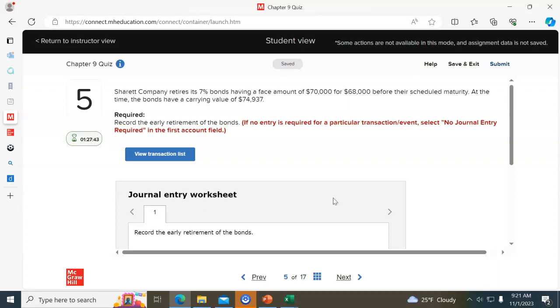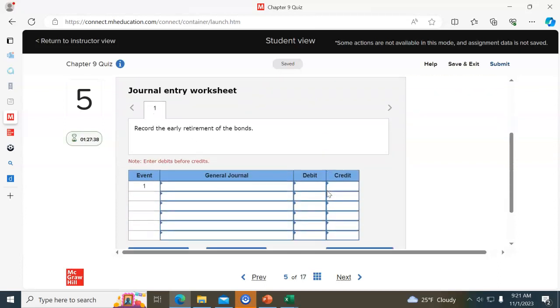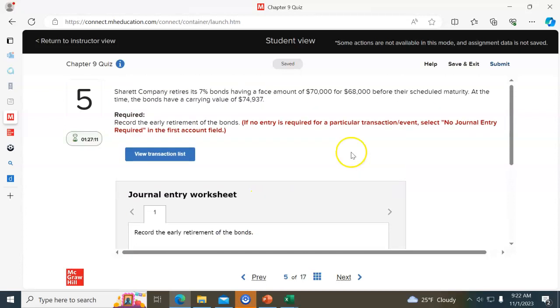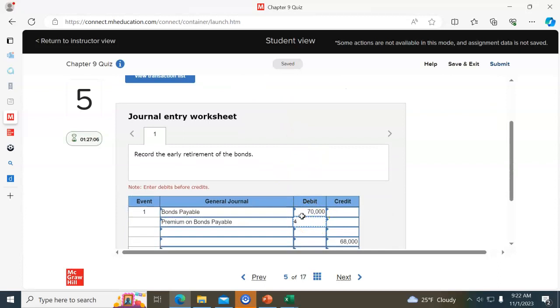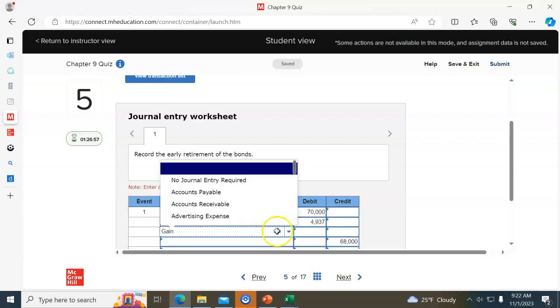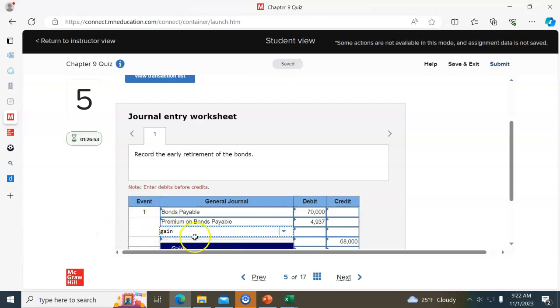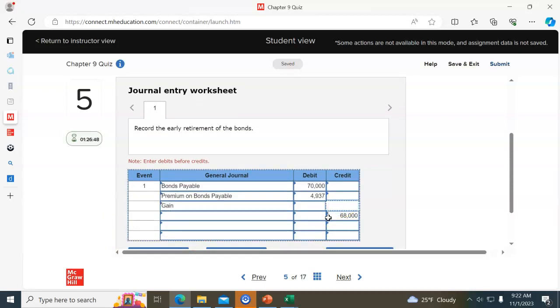So if we want to show a journal entry for this, what are we going to do? We're going to show we paid cash out of $68,000, right? What are our bonds payable at? 70? What is our premium at? $4,937. Looks like we have a gain here, don't we? We sold it for less. So wouldn't that be $6,937?